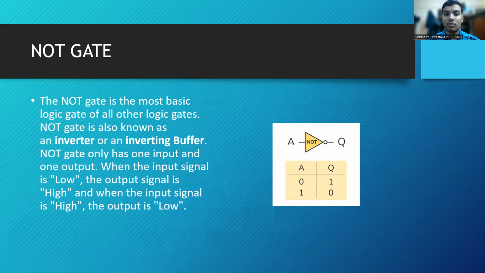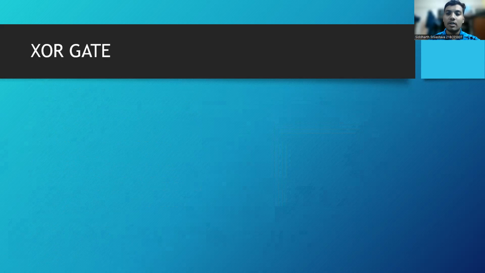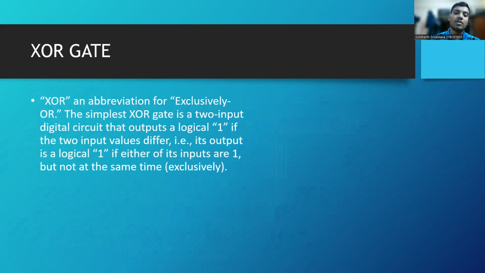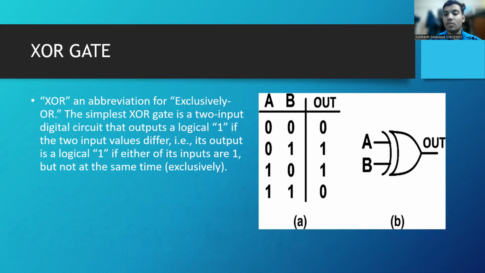Now let's move further. Now comes the XOR gate. XOR is an abbreviation for exclusive OR. If both inputs are the same, it will return 0, otherwise it will return 1.